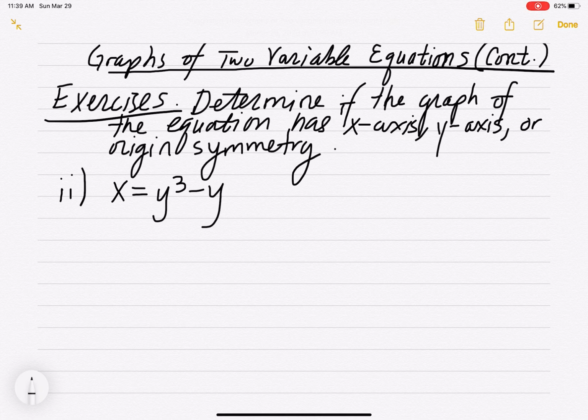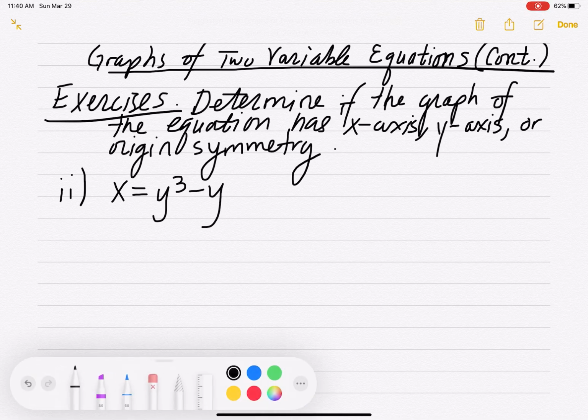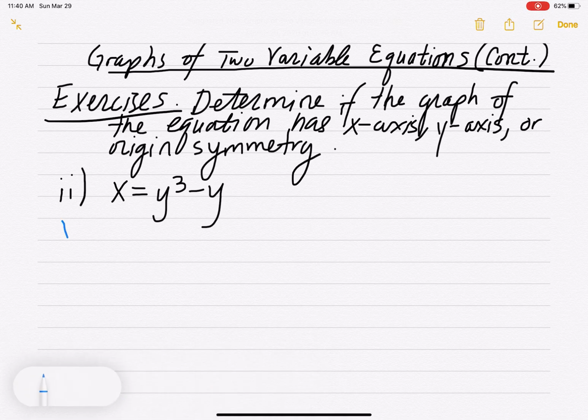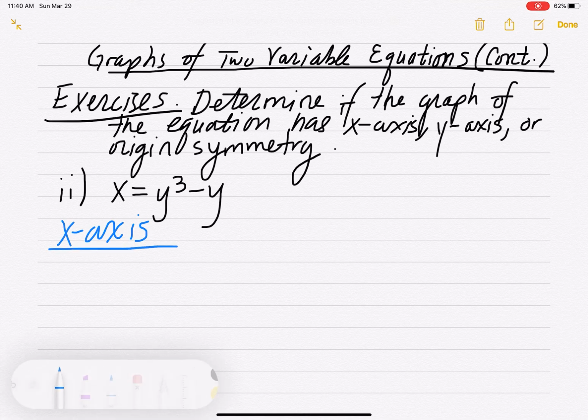Important, right? So here, for this first problem, we want to determine if the graph of the equation has x-axis symmetry, y-axis symmetry, or origin symmetry. So we want to test for all three types. What are we going to test for first? I guess we'll test for x-axis symmetry. You remember how to do that?